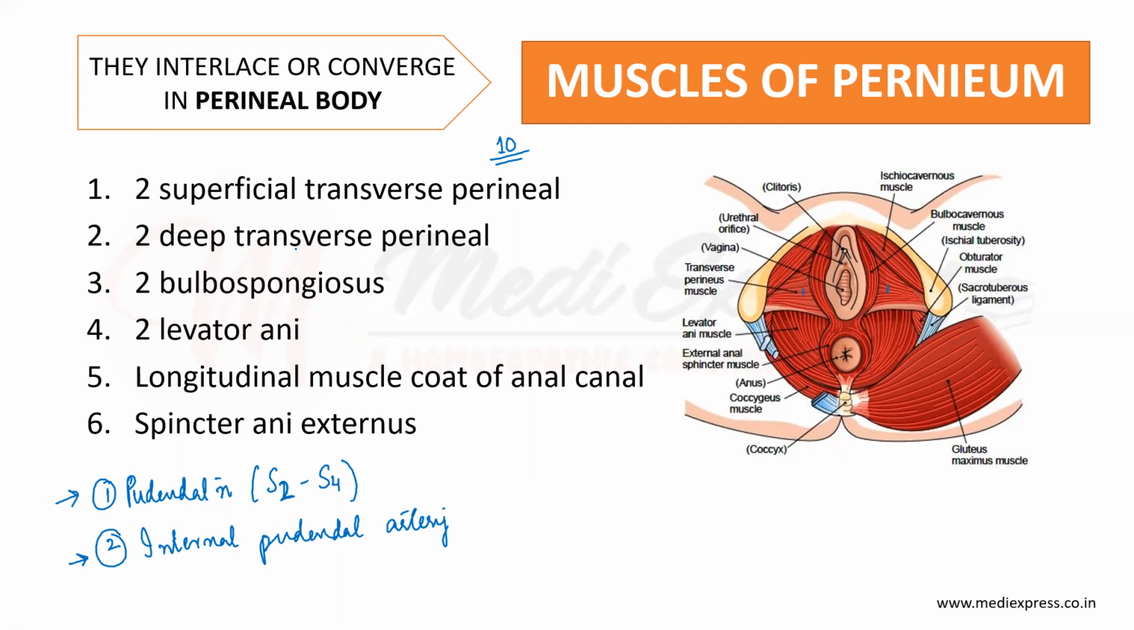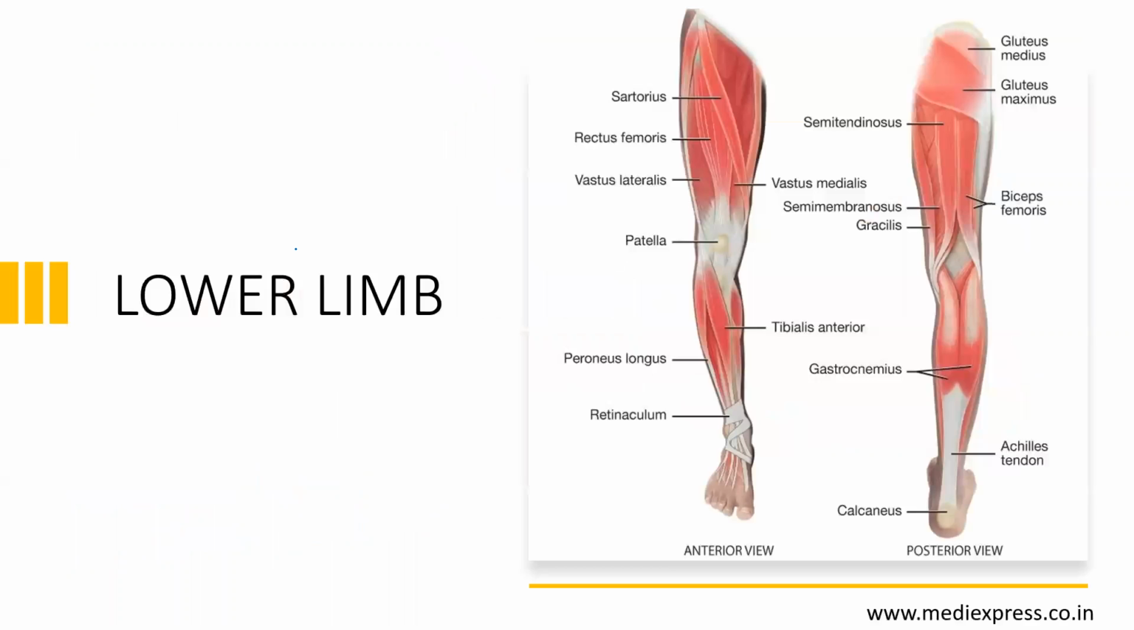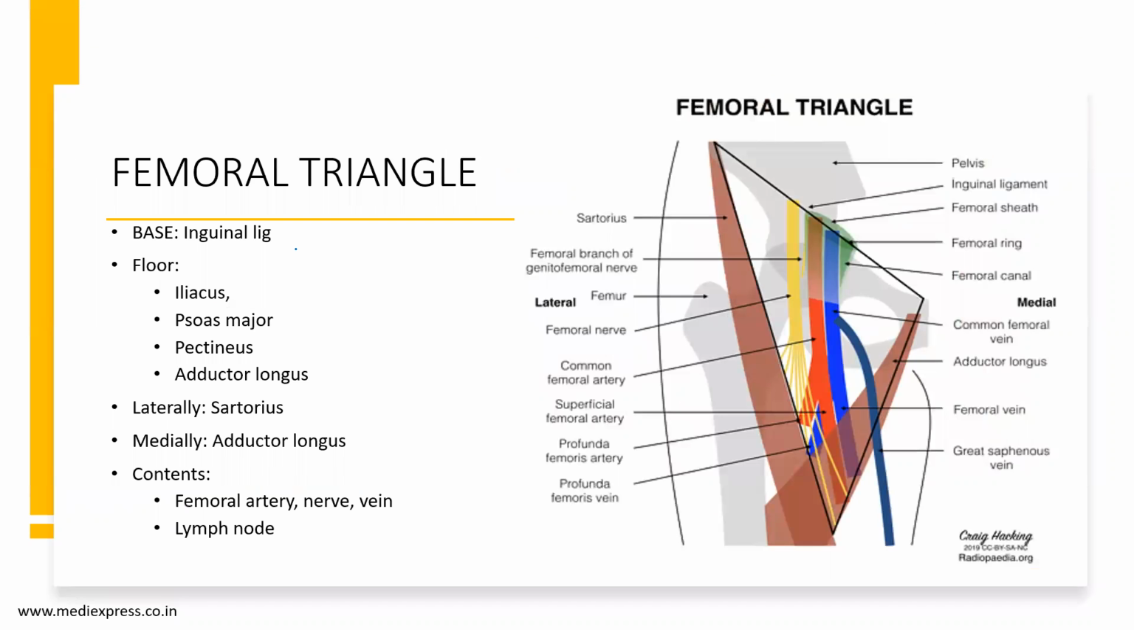Thus we have finished the major topics of abdomen. The organs as such will be taken in a different class. So next one, the last one, is about the lower limb. So we'll see a little about the lower limb. The first one we are going to see is the femoral triangle.